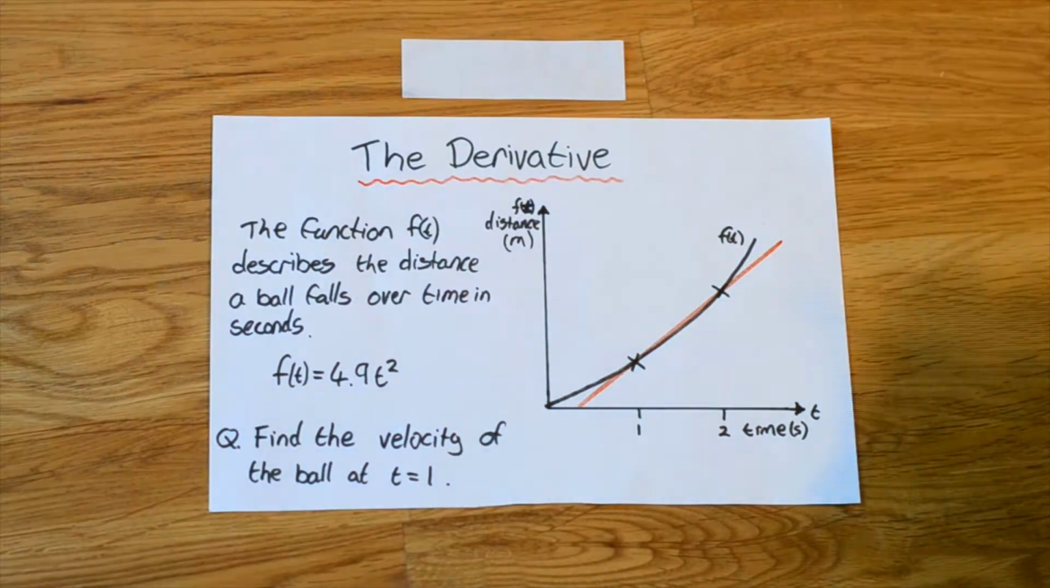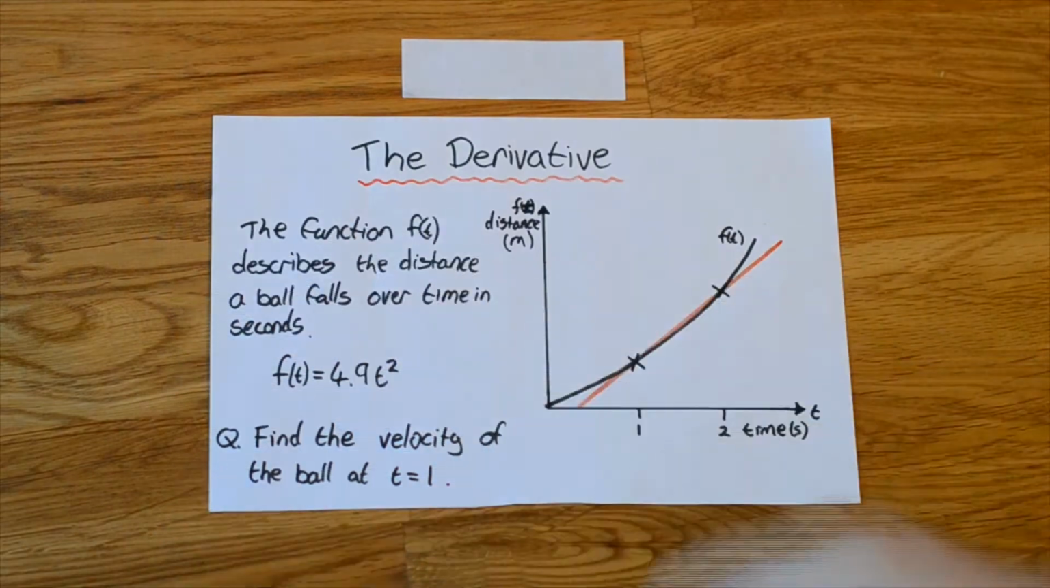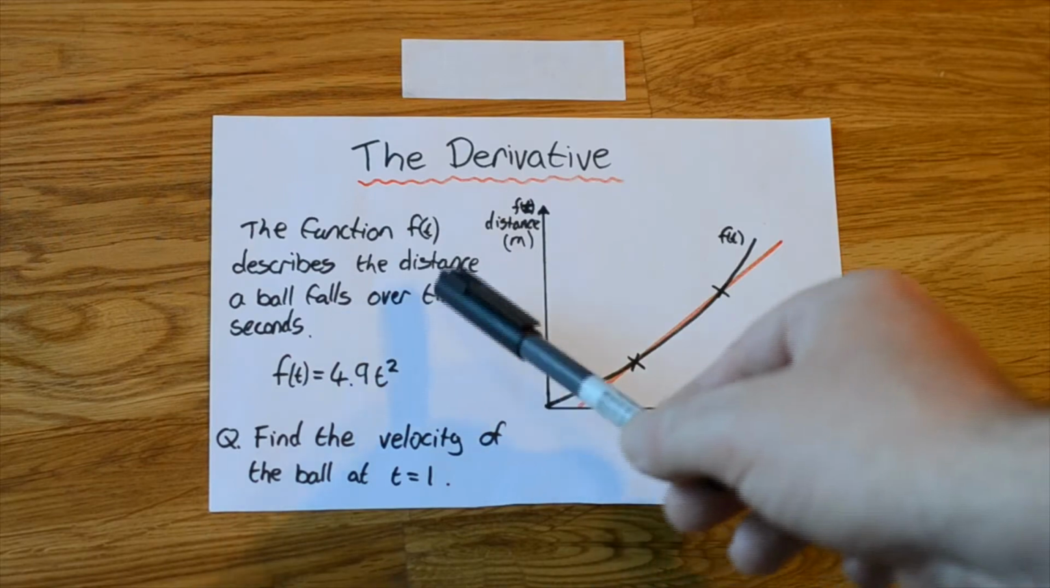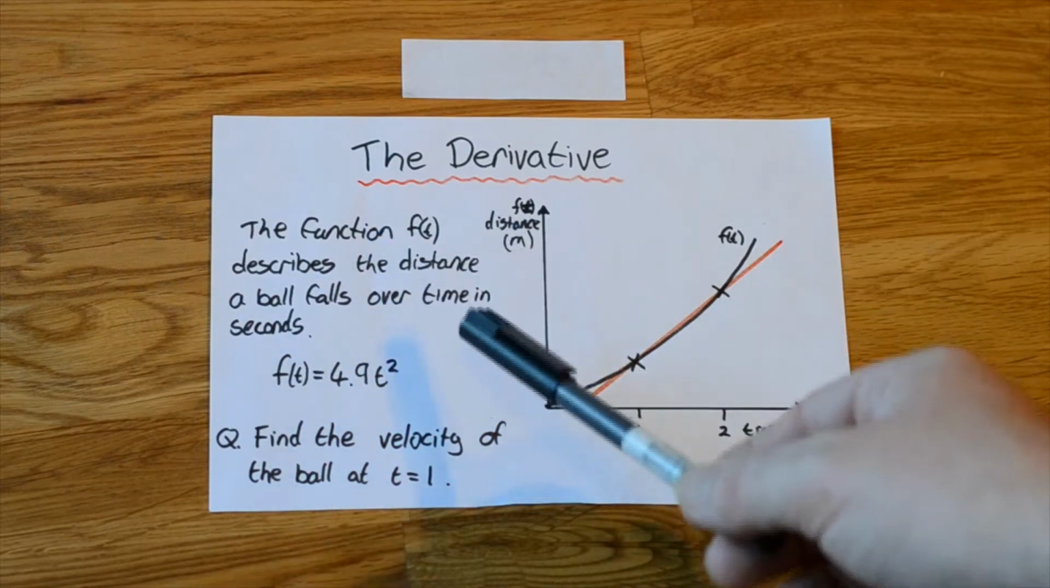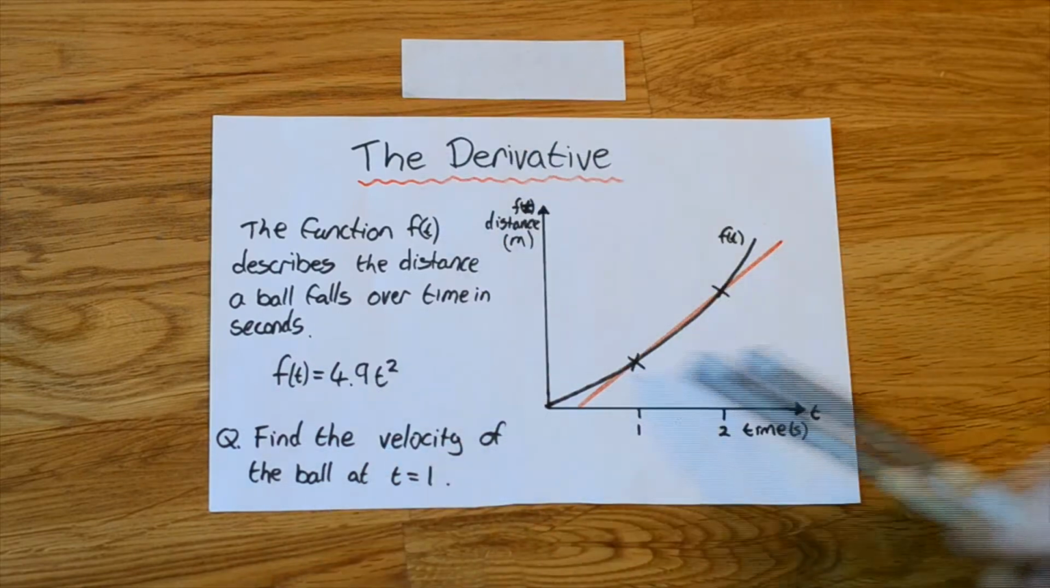Okay, today's problem looks at the problem of a ball which is falling with free fall. The function f of t describes the distance the ball has fallen over time in seconds. F of t is equal to 4.9 t squared. We have a graph drawn here.